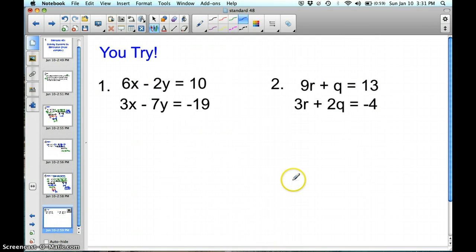Okay, so here are 2 problems for you to try on your own. Remember, you need to at least give a good try to both problems to get full points. So bring these tomorrow for us to check.